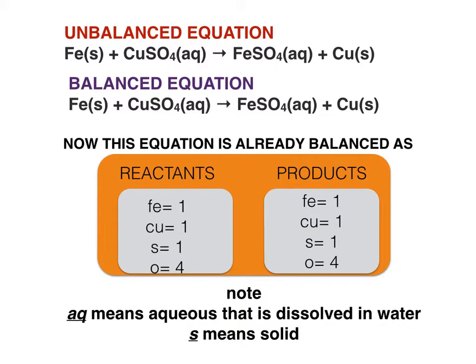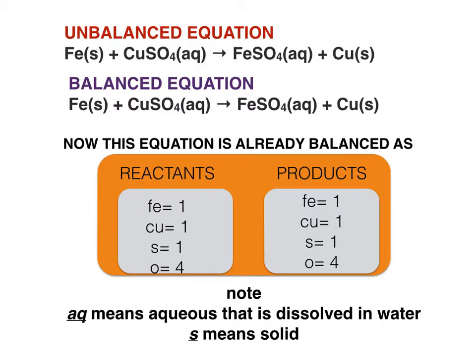Now this one is an unbalanced equation. Fe plus CuSO4 gives FeSO4 plus Cu. Now the notations: S represents solid, Aq represents aqueous. Aqueous means the dissolution of that element in water. That salt in water is known as aqueous solution. Similarly, there are more notations like L. L is for liquid and G for gas.